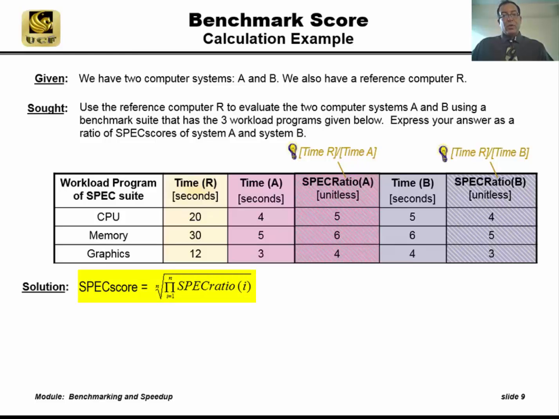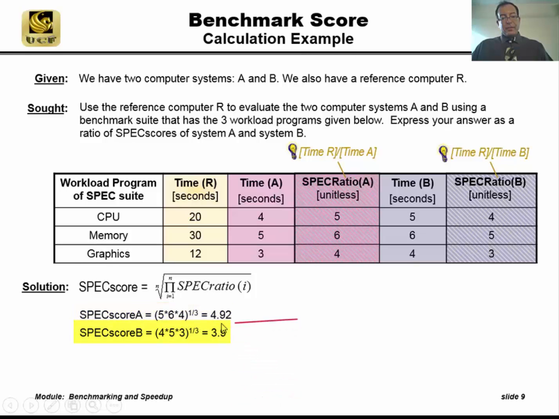So what's the spec score? Spec score is defined to be the product of the ratios and then the nth root. So how many ratios do we have? 3. Take the cube root, right? So 5 times 6 times 4, cube root of that, 4.92. System B, sorry, the animation came out of order on this. 4 times 5 times 3, cube root, 3.9. These are the spec scores for A and the spec score for B.